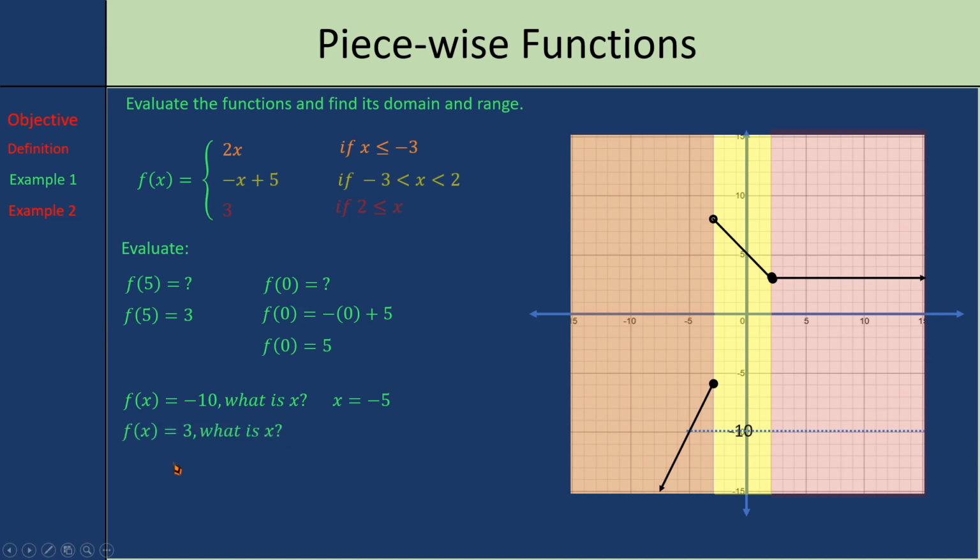We can do one more. F of x is 3. Basically, y is 3. What is x? So I go up to when y is 3, right? Right here, y is 3. And then it touches at so many different points. So basically, x is anything from the right side. Start touching at 2 and anything on the right side. So x is larger than or equal to 2.